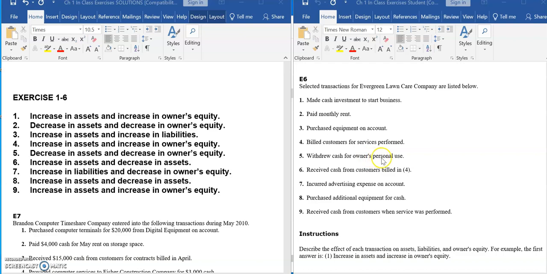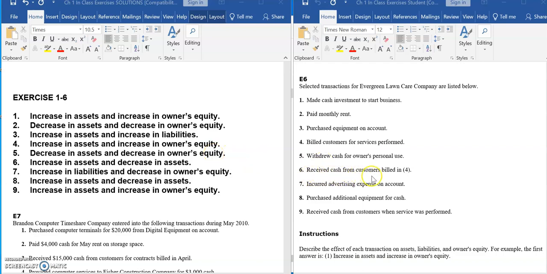Withdrew cash for the owner's personal use. The owner took cash out of the business for their own personal use. That means some of the company's cash decreased. Cash is an asset. There was a decrease in their assets. When an owner withdraws some of their investment in the company, the owner drawings have gone up. The owner has withdrawn more. As the owner's drawings or the owner's withdrawals increase, they cause a decrease in owner's equity. Some of the owner investments have been taken out of the business.